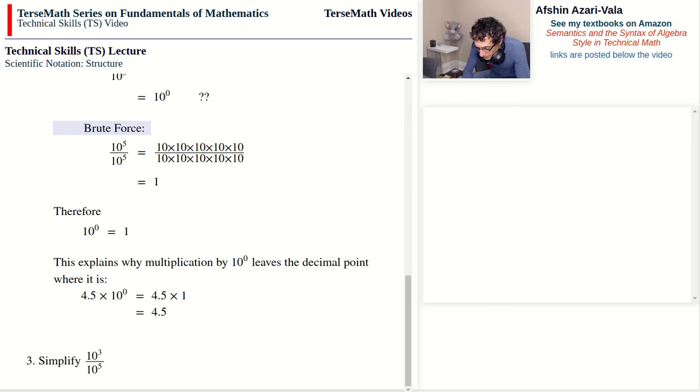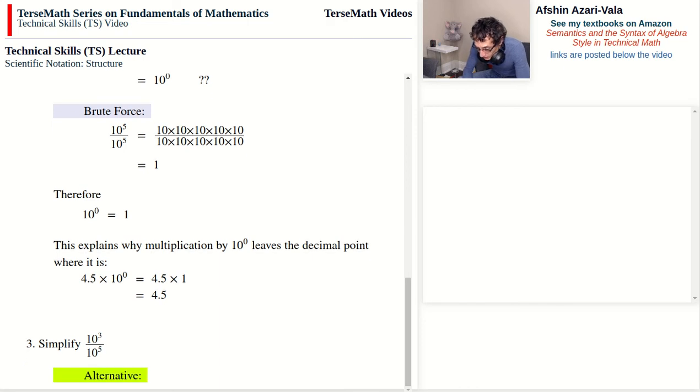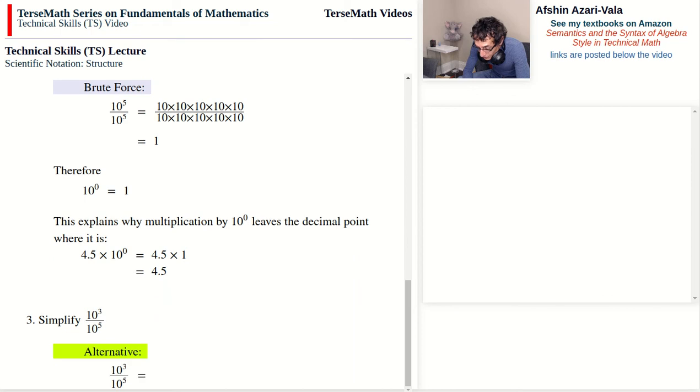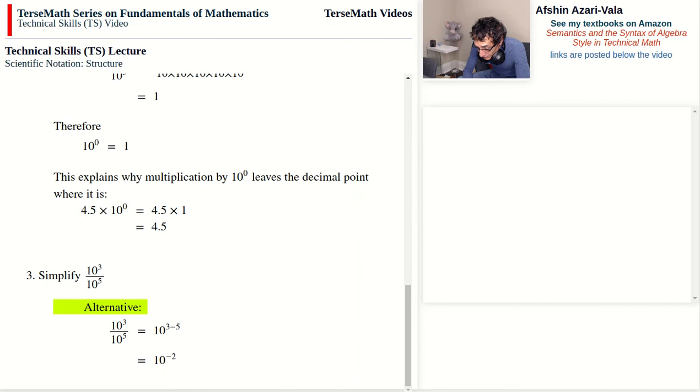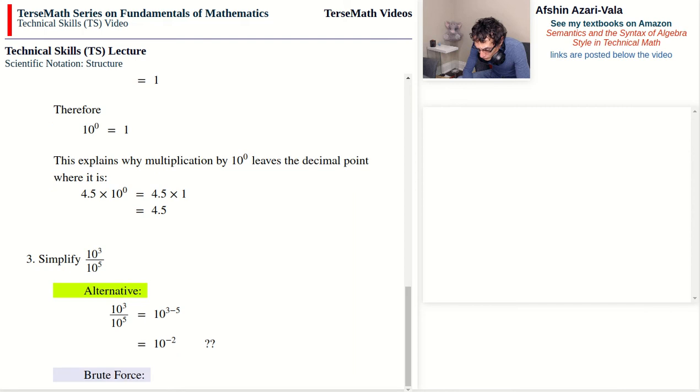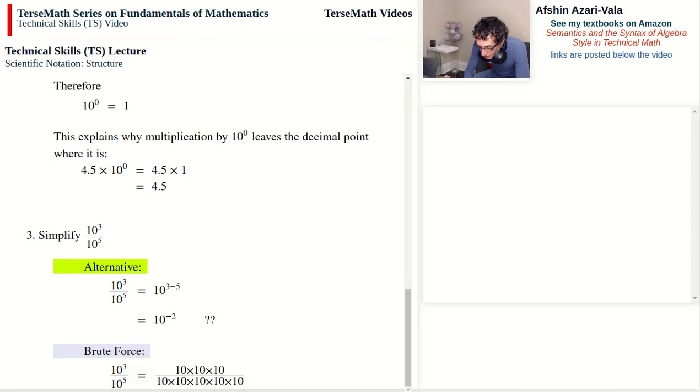And let's say that again we're going to use the alternative approach of subtracting the exponents. And here we get 10 to the power of 3 minus 5. And that's 10 to the power of negative 2. And again, the question remains as to what does that mean now. We switch to brute force. And here we write down 10 to the power of 3 and 10 to the power of 5 in expanded form. And now we notice that 3 tens on the top cancel out with 3 tens down. And we end up with 2 extra tens down here. So that's what this means.